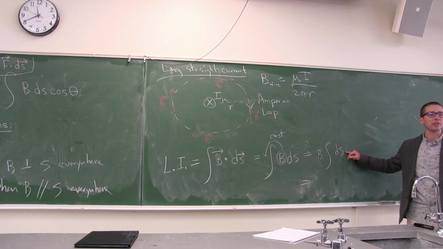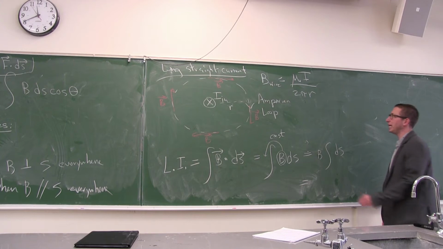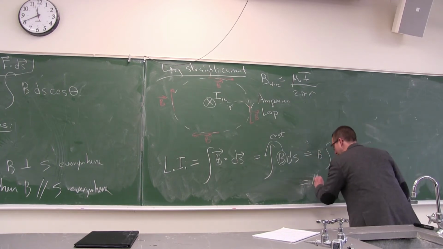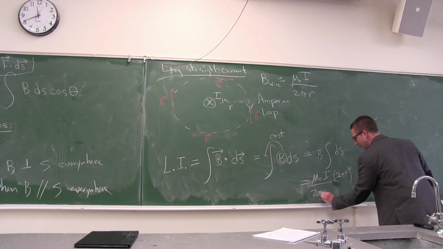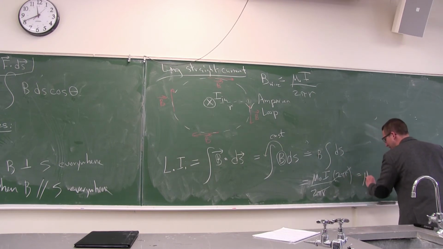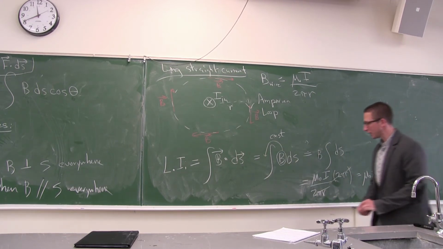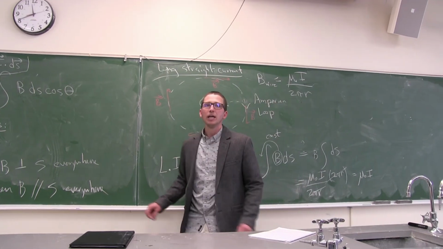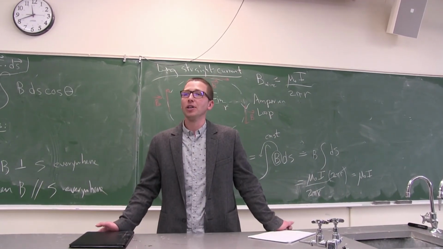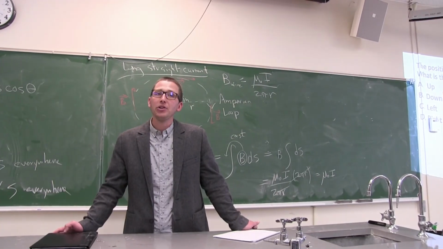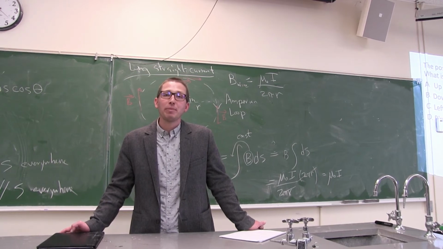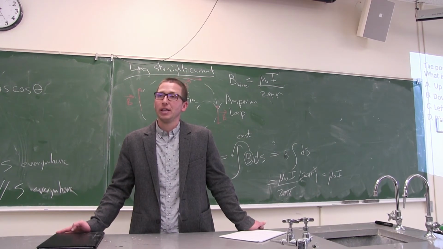And ds is just the length of the circle. What's the length of the circle? The circumference of it, right? 2 pi r. And B is mu naught I over 2 pi r. And then I'm multiplying by 2 pi r. So what happens? The 2 pi r cancels out and I just get mu naught I. So this is an interesting result. The line integral around that current is only equal to mu naught times the amount of current that is through the loop. Okay.